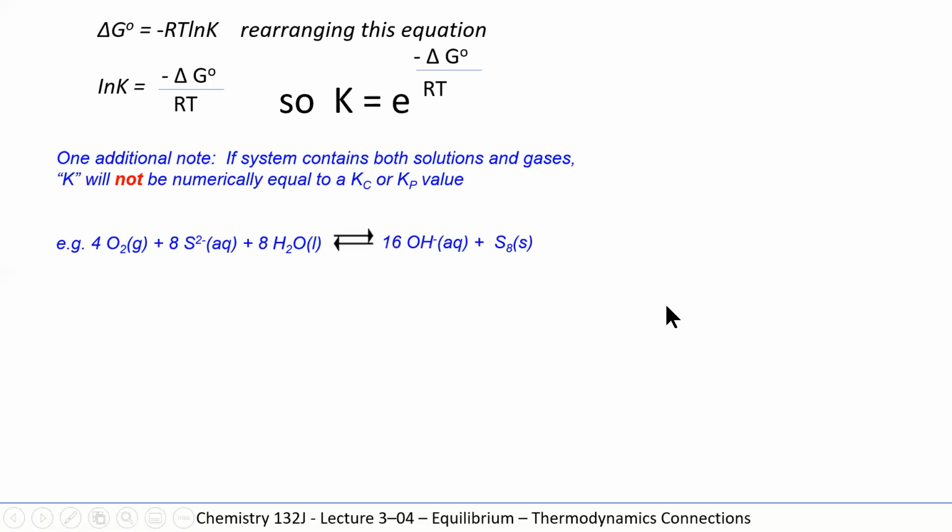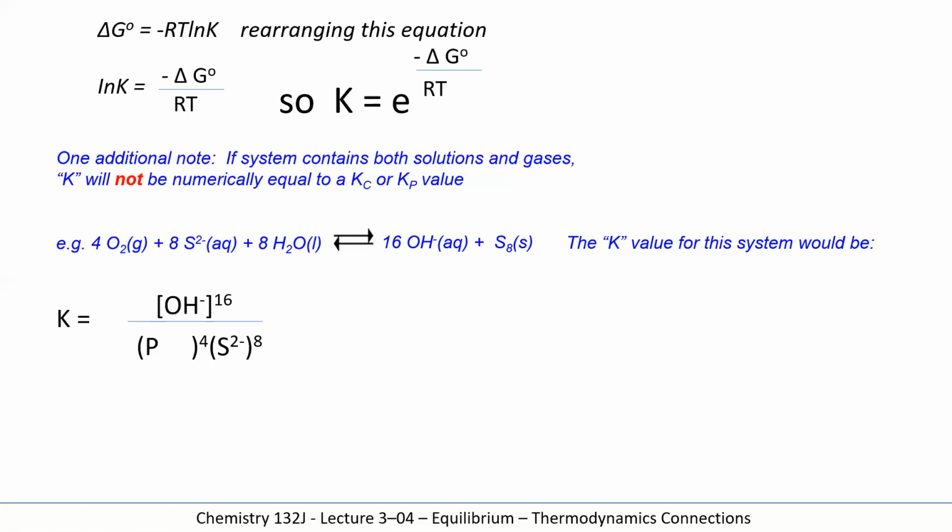So if we take an example of an equilibrium involving solutions, solids and gases, we can derive a K value: K is equal to the concentration of hydroxide to the power 16. Notice we don't use sulfur, it's a solid, its concentration doesn't change. Similarly, the concentration of water doesn't change, so it's not involved in the equilibrium expression. And we're going to divide by the partial pressure of oxygen raised to the power 4, times the concentration of sulfide to the power of 8.